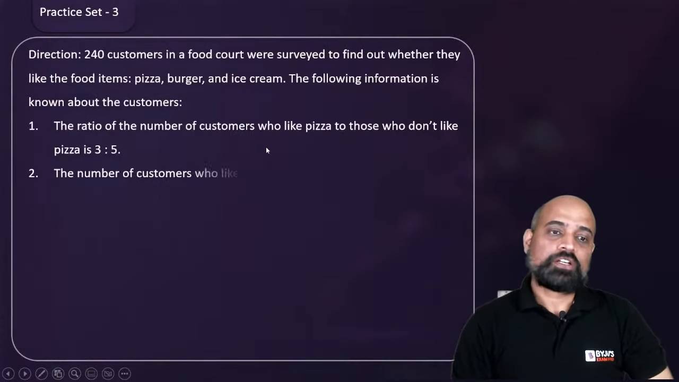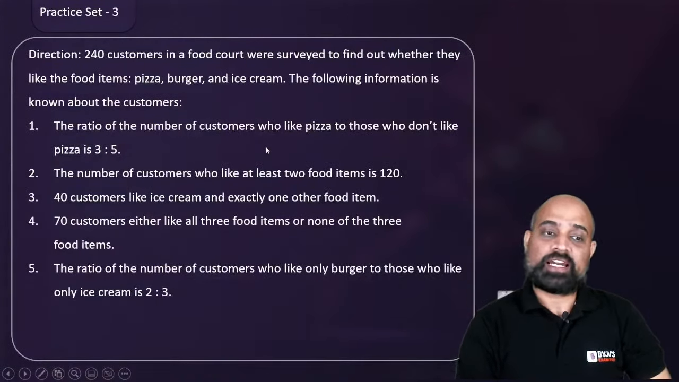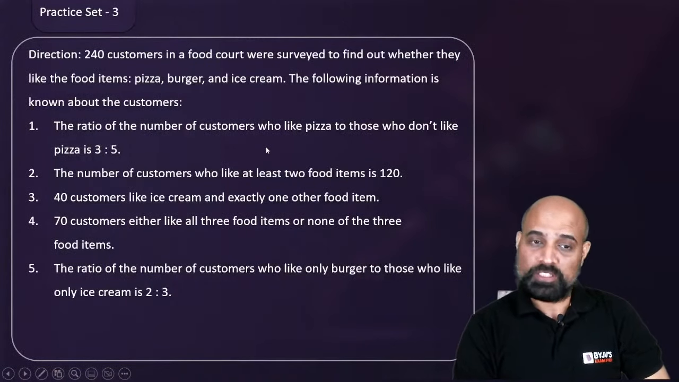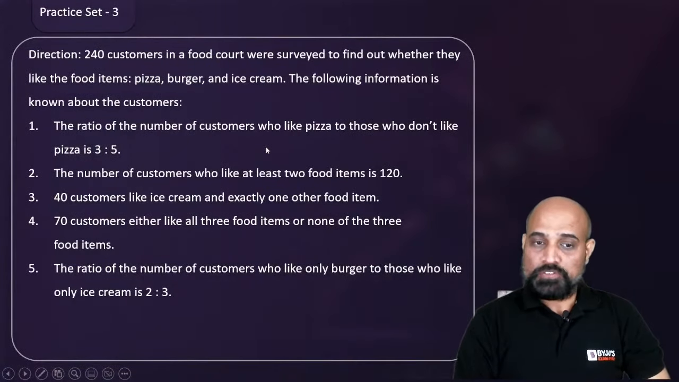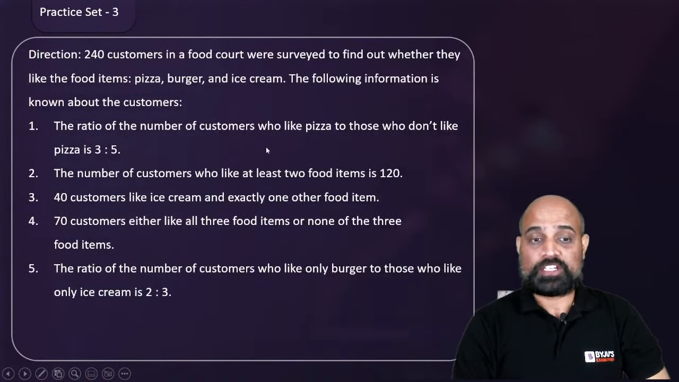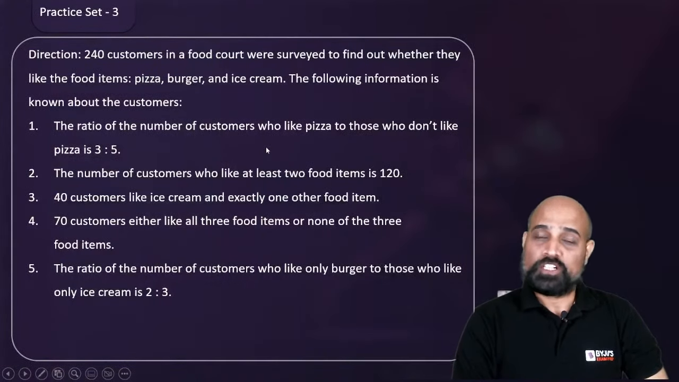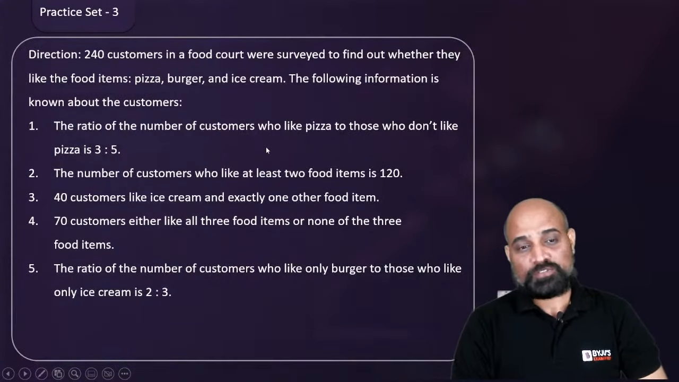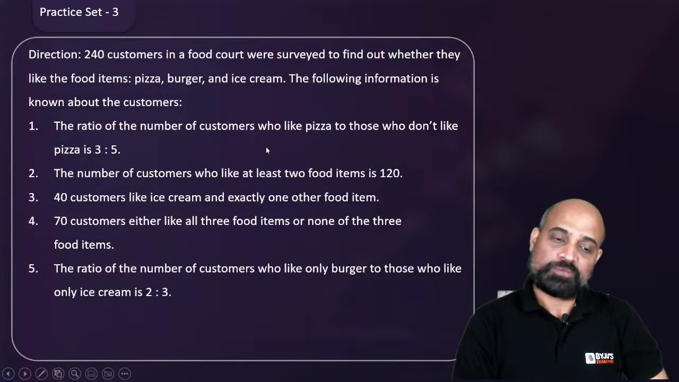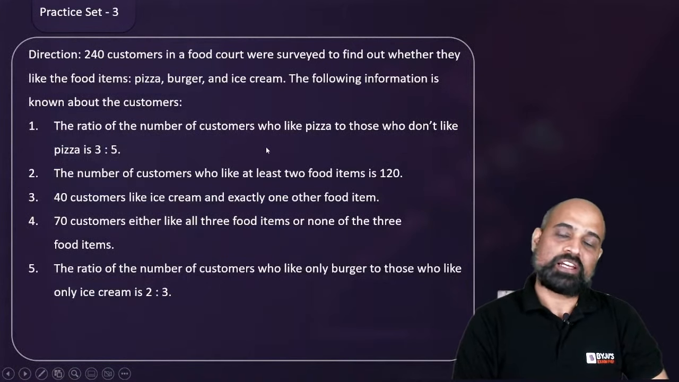So 240 customers in a food court were surveyed to find out whether they like the food items pizza, burger and ice cream. The following information is known about the customers. The ratio of the number of customers who like pizza to those who don't like pizza is 3:5. The number of customers who like at least 2 food items is 120. 40 customers like ice cream and exactly one other food item. 70 customers like all the 3 food items or none of the food items. The ratio of the number of customers who like only burger to those who like only ice cream is 2.